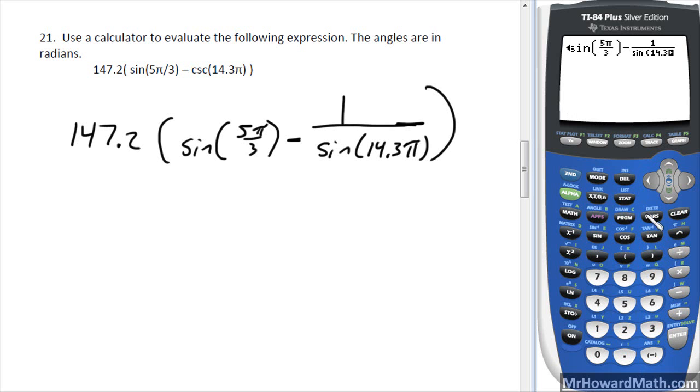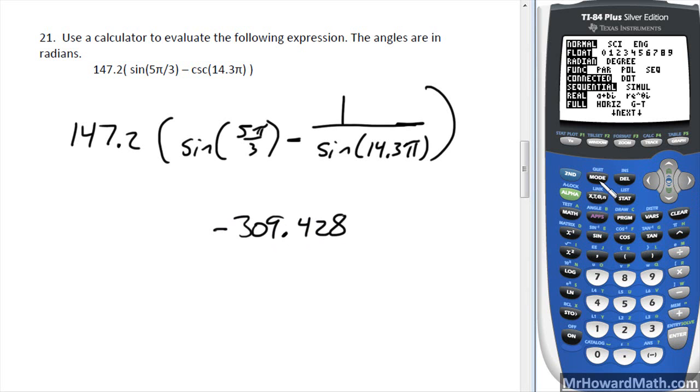Didn't take the second button there. Let's try that again. Second pi. Actually, I hit the wrong button, so it did exactly what I asked it to do. Close that parentheses, close this parentheses, and hit enter. And we get negative 309.428. And let's double check the mode. We're in radian mode like we're supposed to be, and this is our answer.